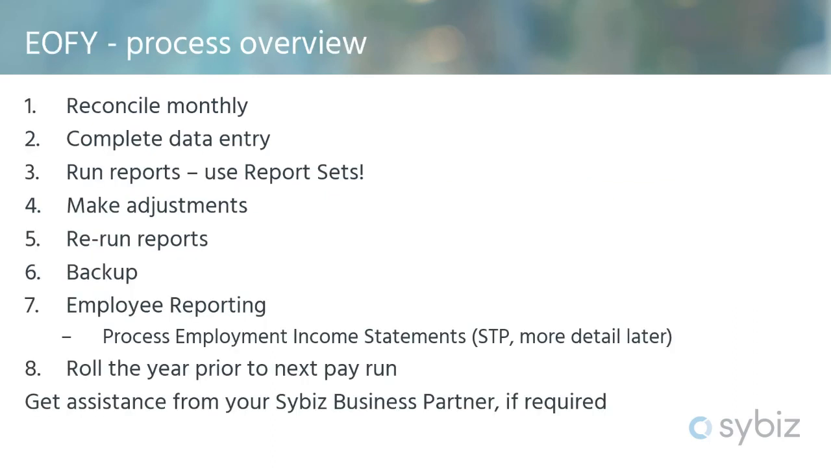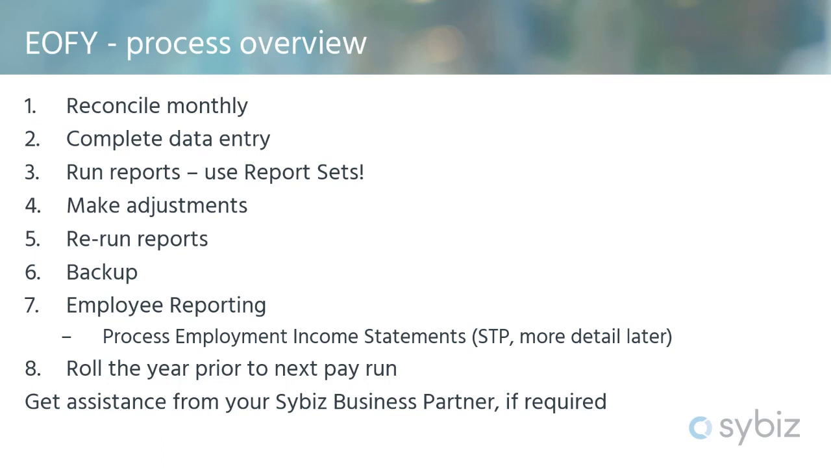So, the end of financial year process overview is a little bit similar to Vision. We recommend that you reconcile on a monthly basis, use your report sets, make any adjustments that you need, and rerun your reports to make sure that everything is as it needs to be from a reconciliation point of view. And back up your data. It's always good to retain an end of financial year backup and keep that aside for ever and a day.